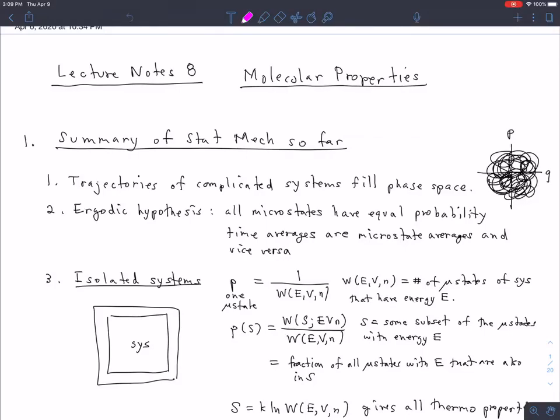Okay, so in the last few lectures, we've covered a lot of the basic outline of statistical mechanics. It's time for a summary, so we can put all the things we've covered already into one place where everybody can see. But then the next thing we're going to do is start applying all this stuff to molecular properties, ideal gases first, and then more complicated systems later.